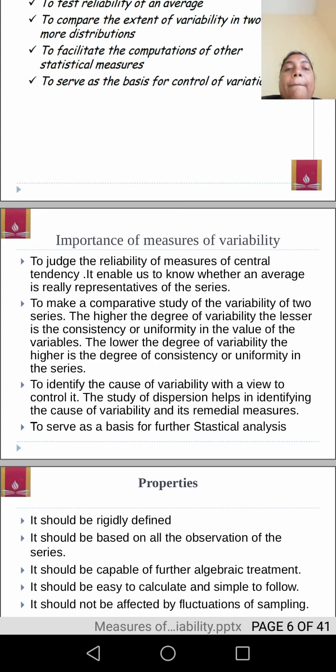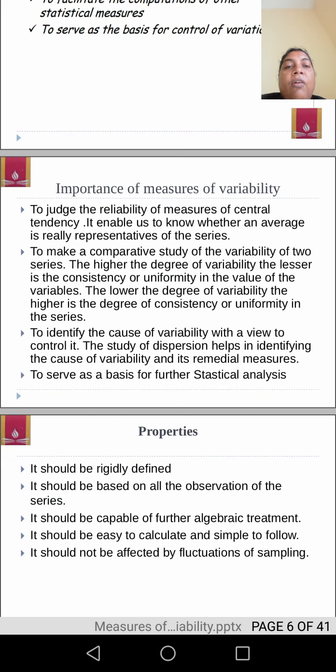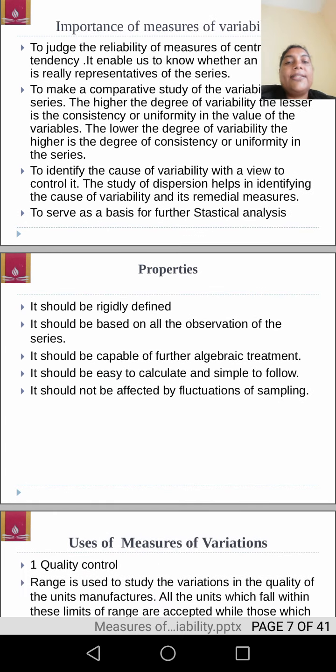We can make a comparative study of the variability of two series and find out the degree of variation, whether it is a lower degree or higher degree of consistency among the series. And also it helps in identifying the cause and result of it. And also it serves as a basis for further statistical analysis.